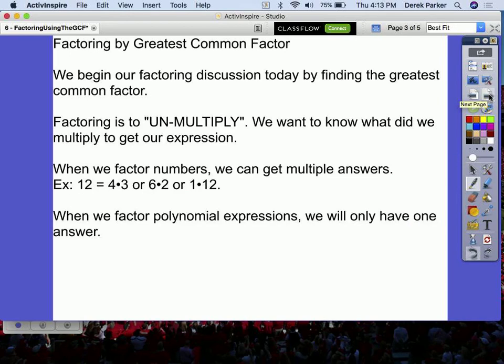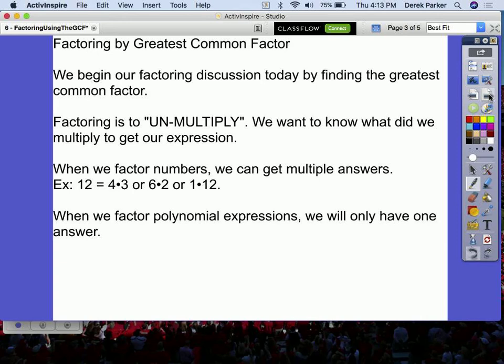Factoring by greatest common factor. We begin our factoring discussion today by finding the greatest common factor. Factoring is to unmultiply. We want to know what did we multiply to get our expression. When we factor numbers, we can get multiple answers. For example, 12 can be factored into 4 times 3, 6 times 2, or 1 times 12. When we factor polynomial expressions, we will have only one answer.